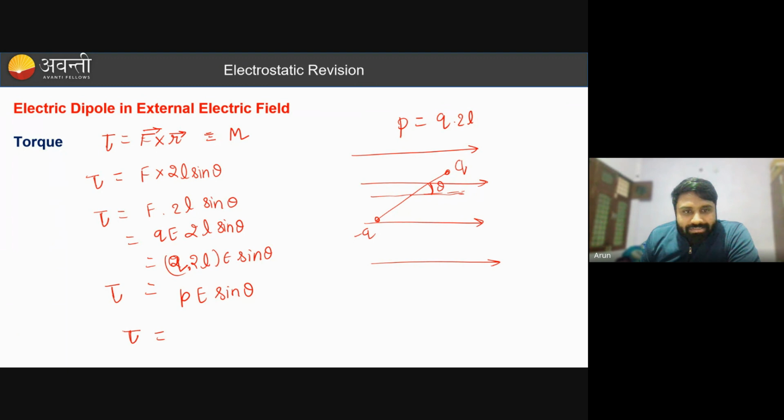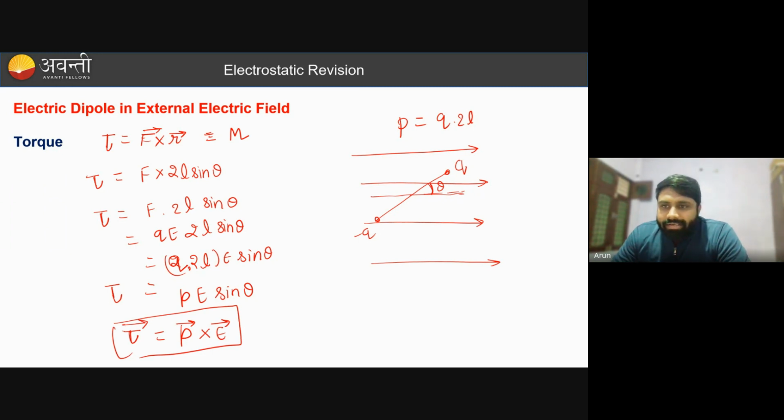So torque here is equal to PE sin theta, which is P vector cross E vector. So this is the torque vector for an electric dipole placed in the external electric field. Got it?